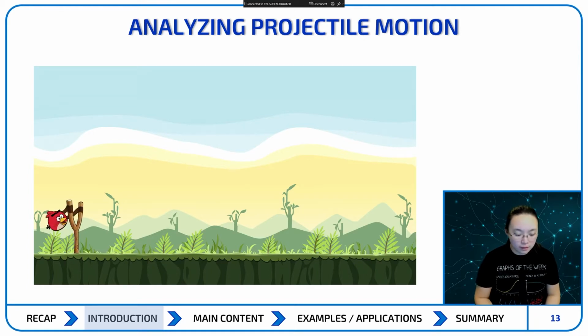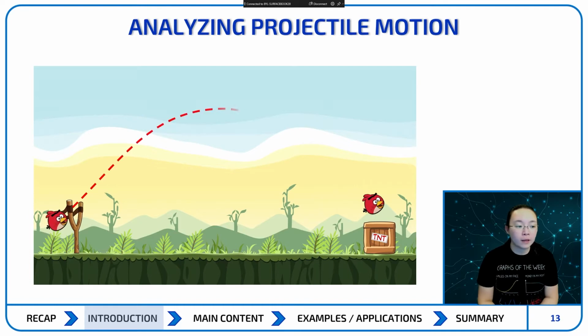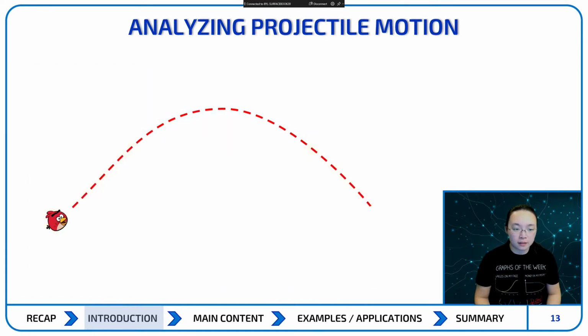Oops. So there's my Angry Bird and the TNT. Not sure if it's still popular, but I played that quite a bit. That's essentially projectile motion. And if we take this and move it onto the next slide, we can break it down into different components.